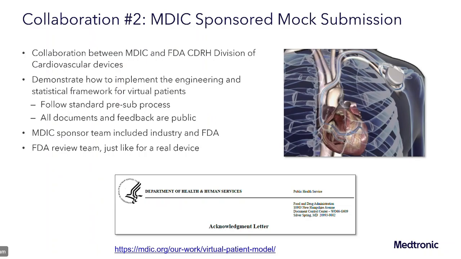The second collaboration, and now we're getting a lot closer to putting these ideas into practice, was a mock submission. So this is just like it sounds. We went through the steps of submitting a device or a clinical study application to FDA for a hypothetical device in a hypothetical study. And this was really important so that we could identify what were going to be the sticking points or the hurdles or the sorts of questions that might arise.